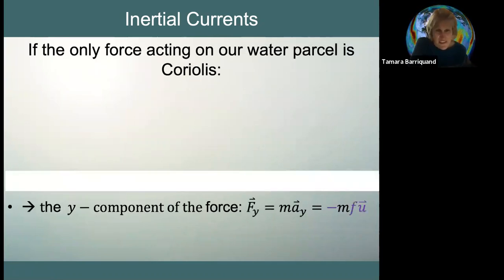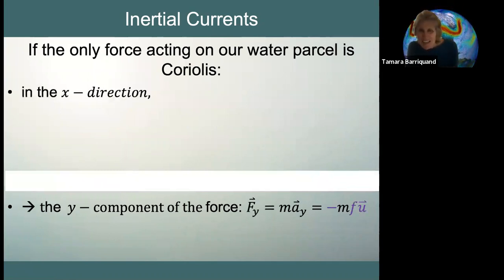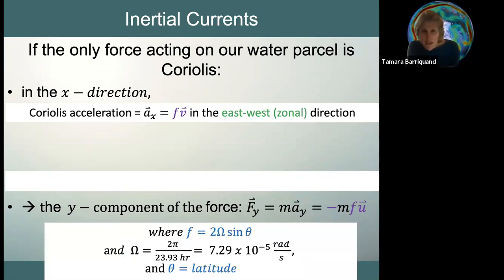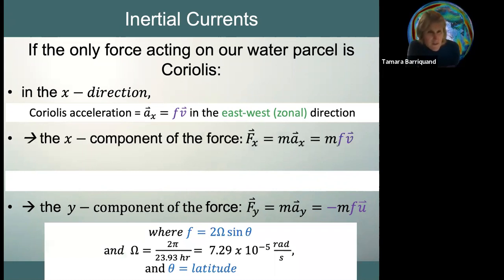So we saw that if the only force acting on our water parcel is Coriolis, then in the x direction, the Coriolis acceleration, written as a sub x here, is going to be equal to f times v, in the east-west or zonal direction, the x direction here. And so the x component of the force, F sub x, will be equal to mass times the acceleration in x. And so that will be equal to mass times f times v. So that will be the x component of the force.